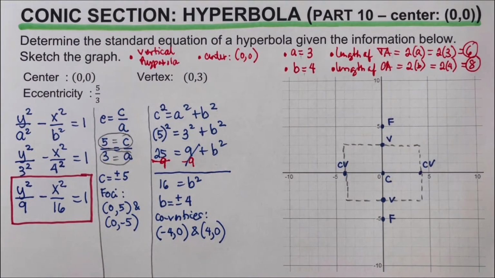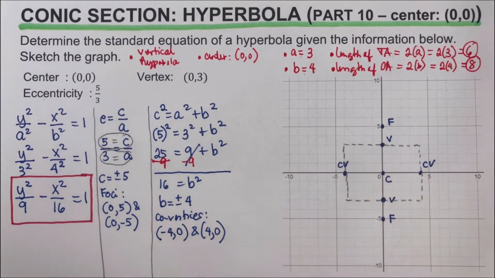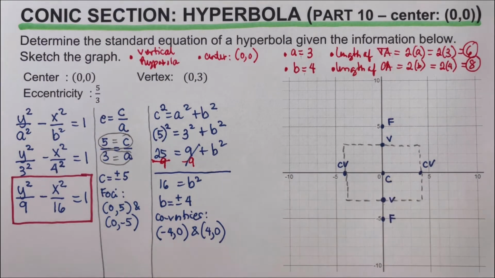Okay, we remember that the central rectangle of a hyperbola will pass through the two vertices and the two co-vertices. From here, we can draw the two asymptotes. Remember, the two asymptotes would come from each opposite corners of the rectangle, passing through the center. So these are the two asymptotes.